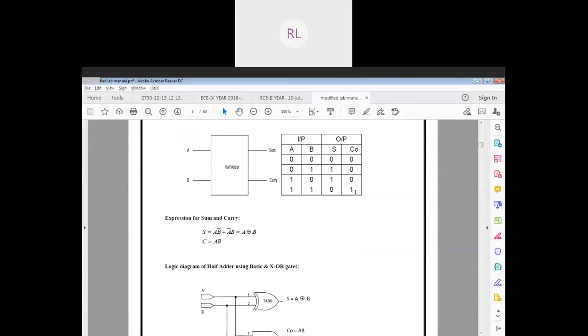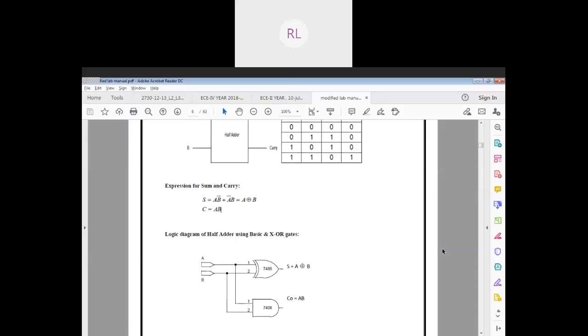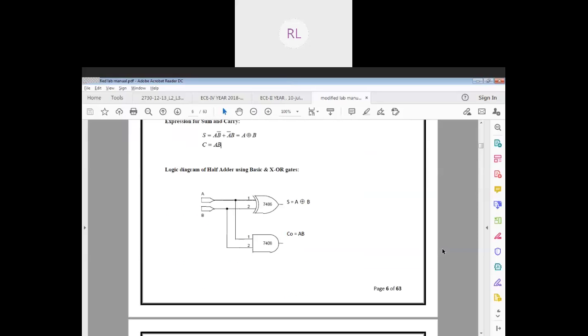So the expression can be written directly for sum. You have A bar B plus A B bar, so that corresponds to your XOR gate. For carry, C is equal to 1 when A and B are high, so directly I can write C is equal to AB. Any doubts here, students, up till this point?